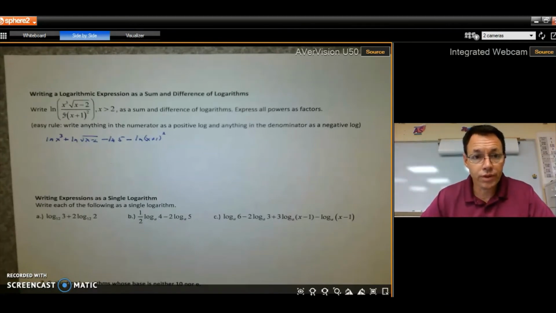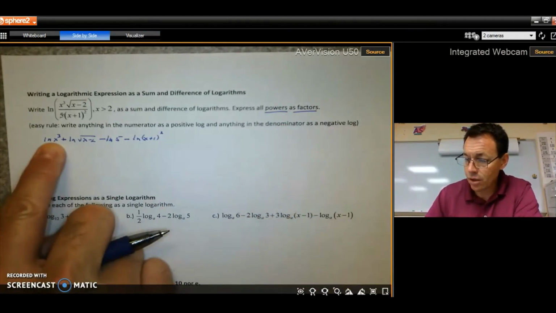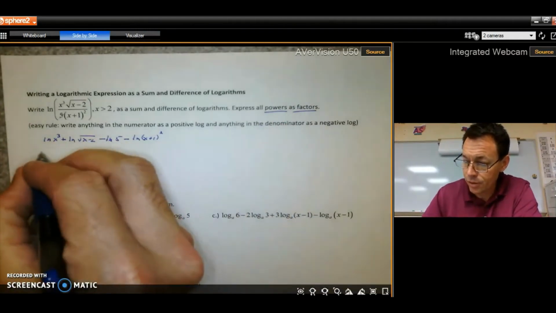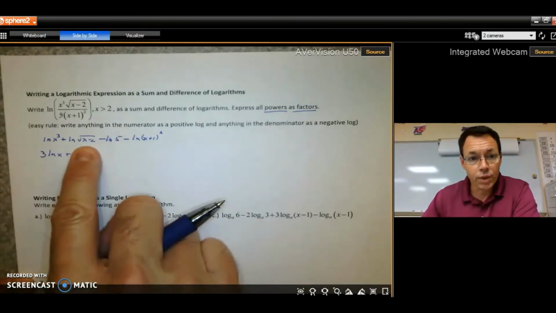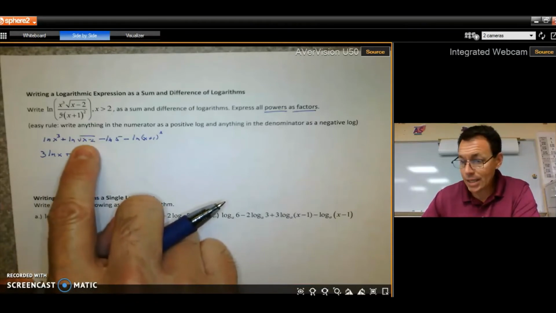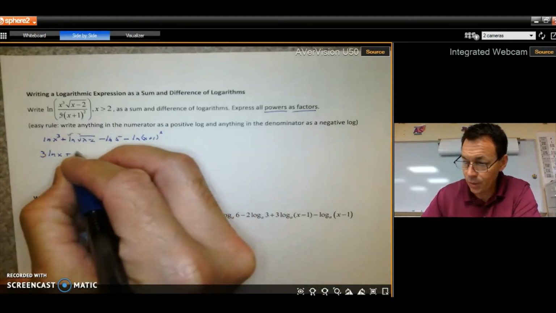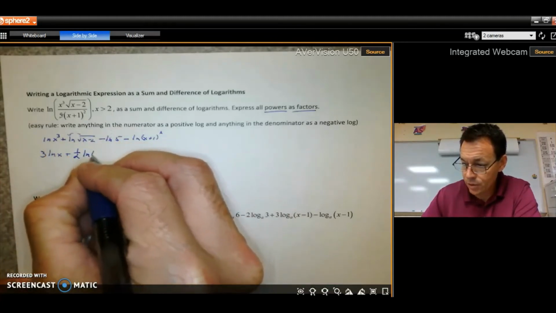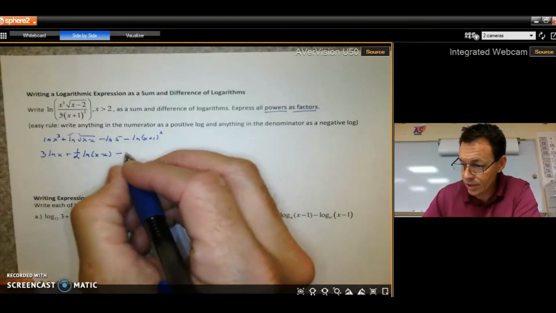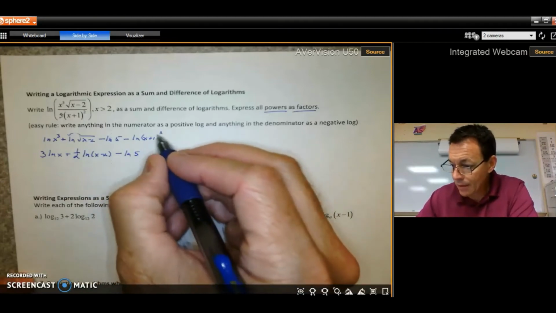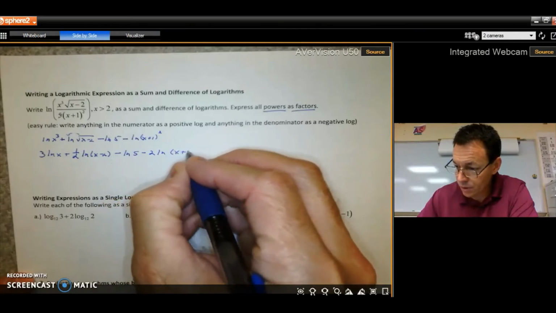Now, there is one more thing we can do. We can express all the powers as factors. We're going to take all the exponents and bring them out front. So this will be 3 natural log of x plus, remember, square root is an exponent: it's x minus 2 to the 1/2 power. So we're going to bring this radical out front and write it as 1/2 natural log of x minus 2, minus, well, this is just the natural log of 5, nothing to do there. And then I've got this exponent of 2 that I can bring out, minus 2 natural log of x plus 1.